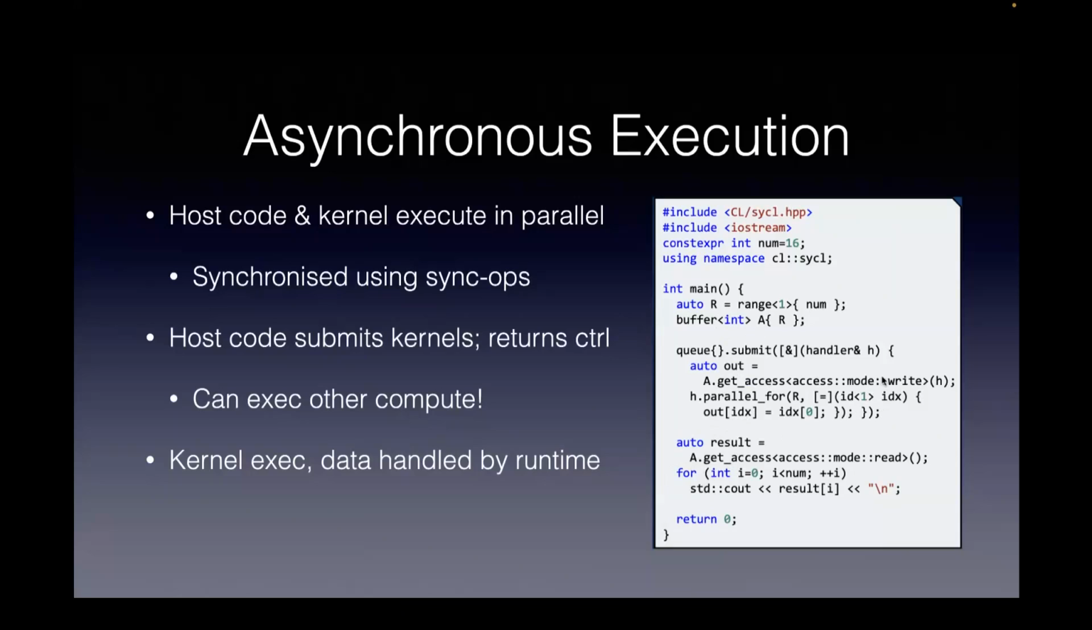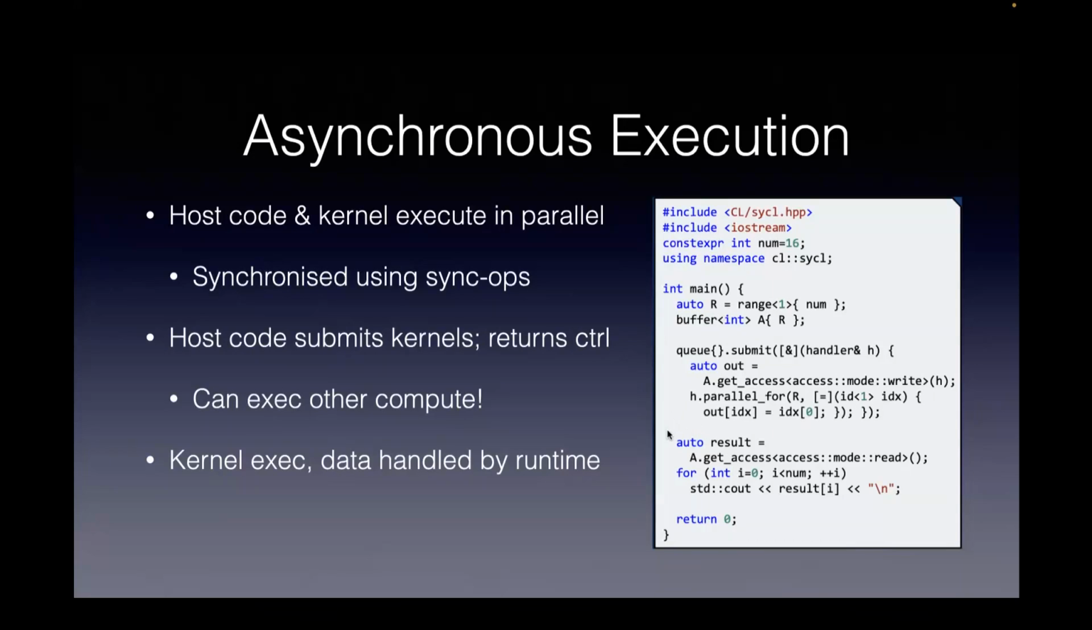But if you're not going to wait on this A.get_access, you're not going to wait on A, which is modified out here, you can run anything else over here. You can run any other code that you want to run on the host without any problem, right? The management of what is run in parallel and what is run in sequence is completely handled by the runtime, as long as data dependency is handled.